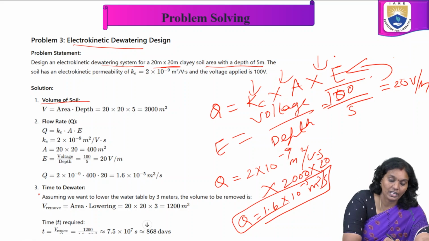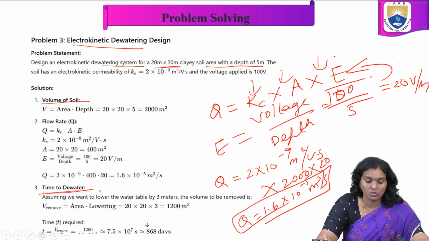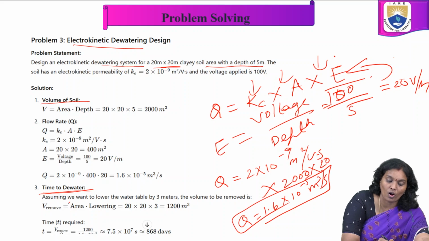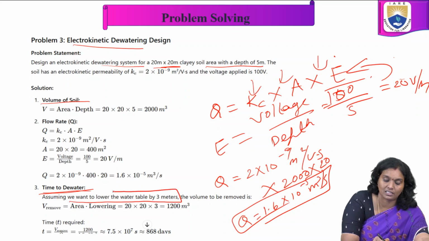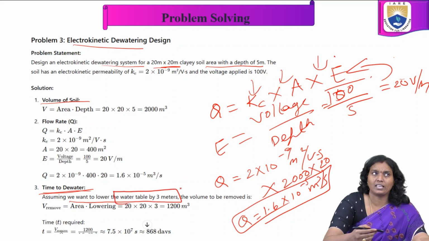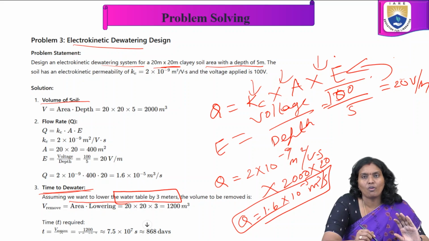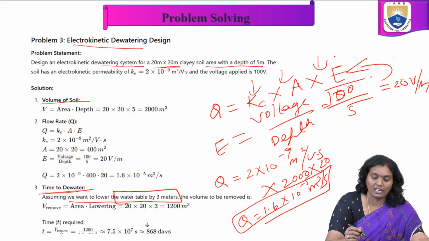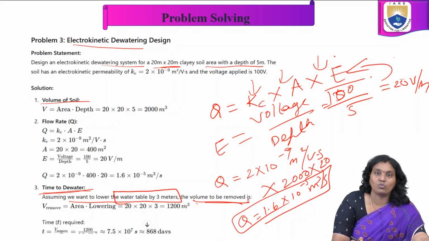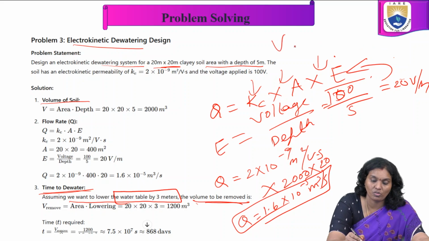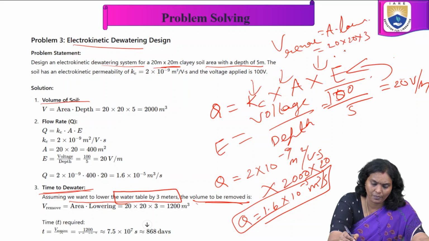Now we are moving to the time to dewater. How much time it took for this dewatering, assuming we want to lower the water table by 3 meters. They are not mentioned in practical scenario, we will calculate. Otherwise, according to how much lower water table is required, we will do for that. Now the volume to be removed, that is the removable volume, is equal to area into lowering. So that is equal to 20 into 20 into 3, that is equal to 1200 meter cube.